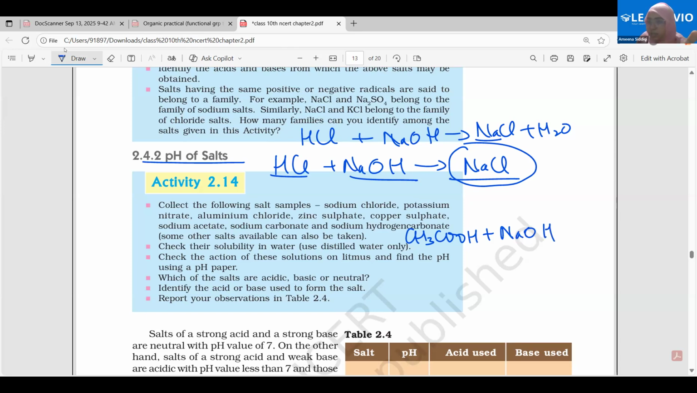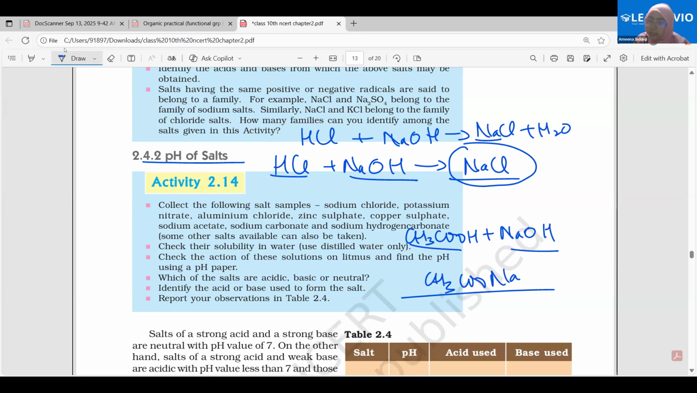Now see, there are two scenarios here. Here there's an acid which is a weak acid, but there's a base which is a strong base. We will get the salt. What will be the salt here? I've already discussed this example multiple times. What will be the salt here? Sodium acetate, right?